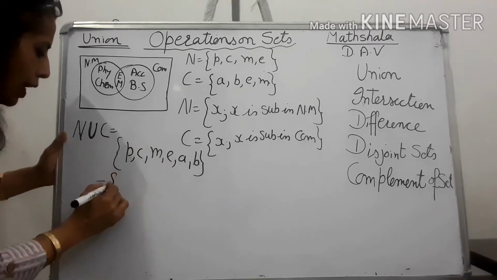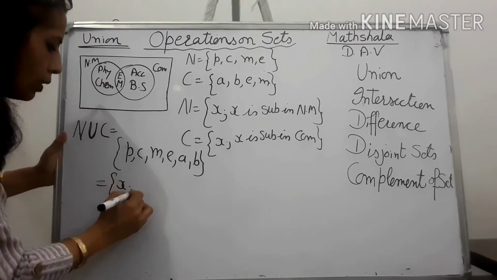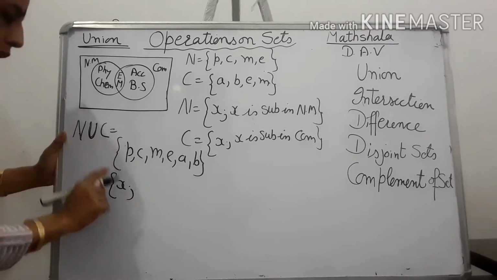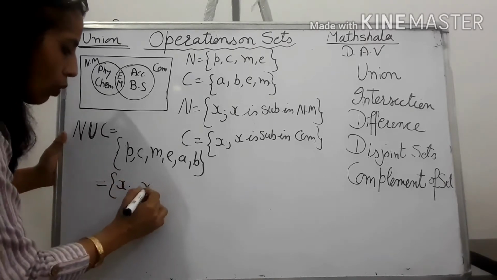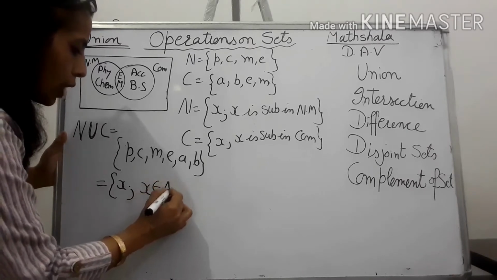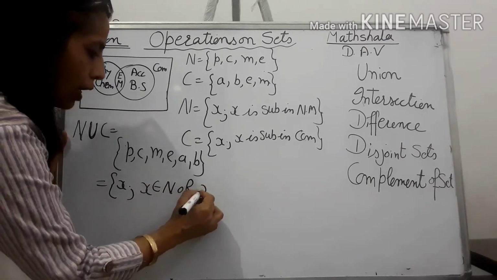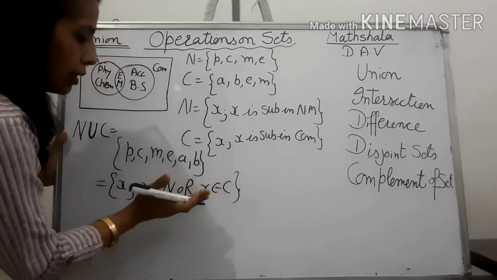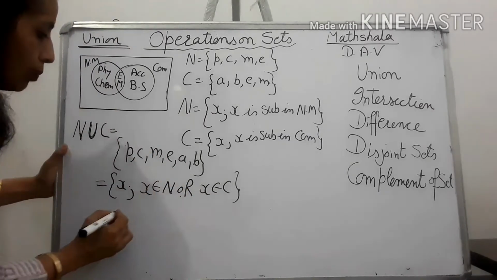And if we write it in set builder form, then it becomes what? Union of two sets is again a set. It is again a set which contains elements x, where x belongs to set N or, keep in mind, or x belongs to C. This 'or' has its meaning here. You have to write it and keep it in mind.